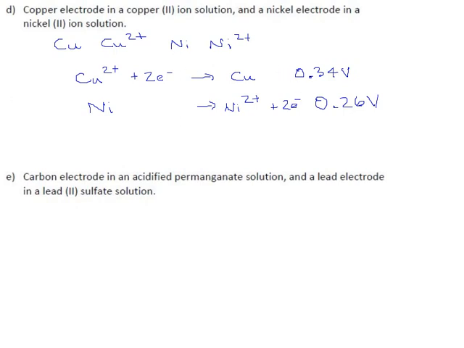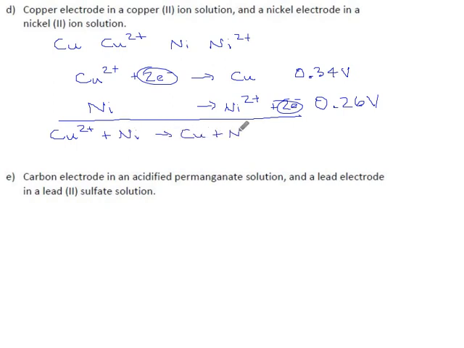So when we add these reactions together, the electrons already match, so no need to adjust that. This is our overall cell reaction. And our overall voltage is 0.34 plus 0.26, which is 0.60 volts.